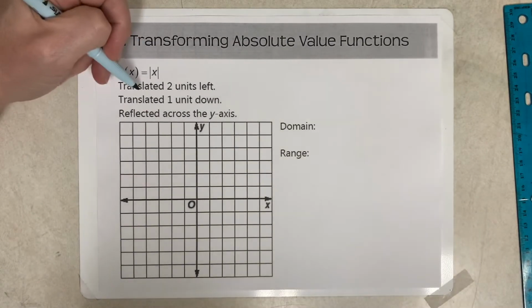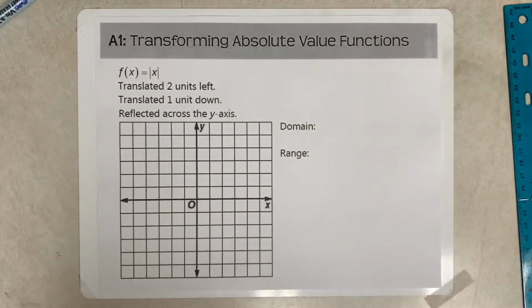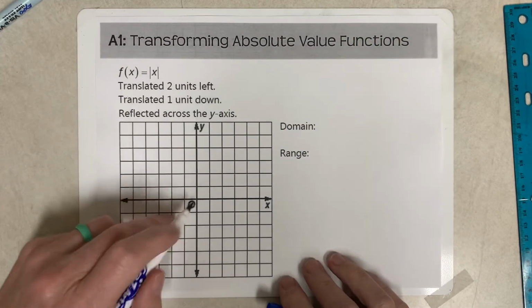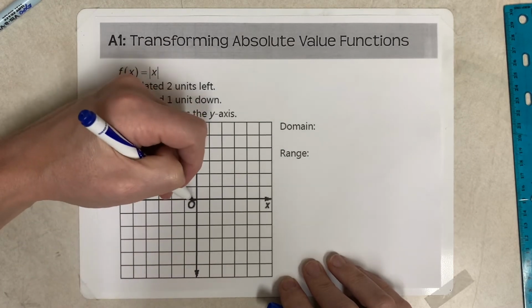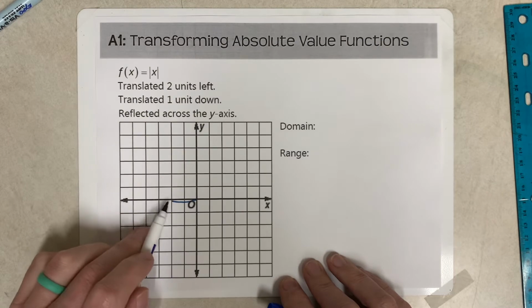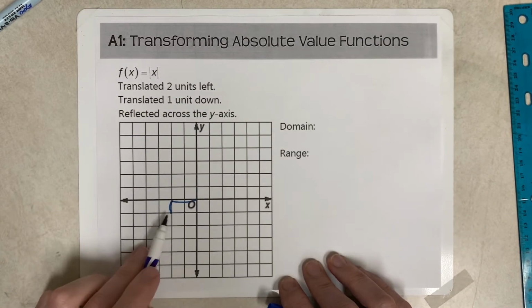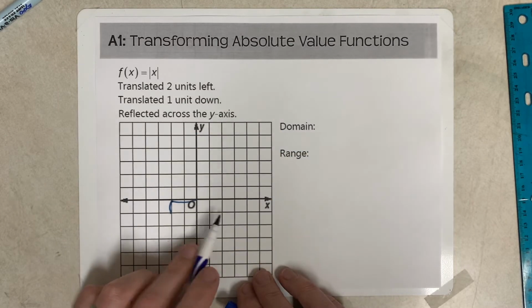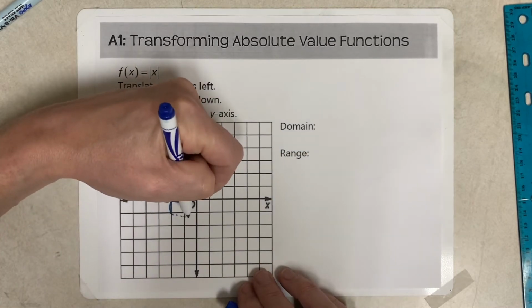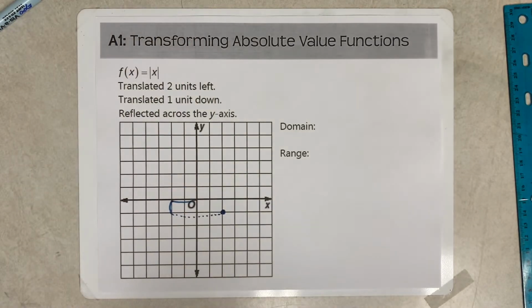Now we have to translate it 2 units to the left. So let's take our other marker here. Okay, so we're going to start at the origin. We're going to translate 2 units to the left. 1, 2, and there we are. 1 unit down. Right here, and now we're going to reflect across the y-axis. So now we're going to flip it all the way over here to this one, and that's now our new vertex.